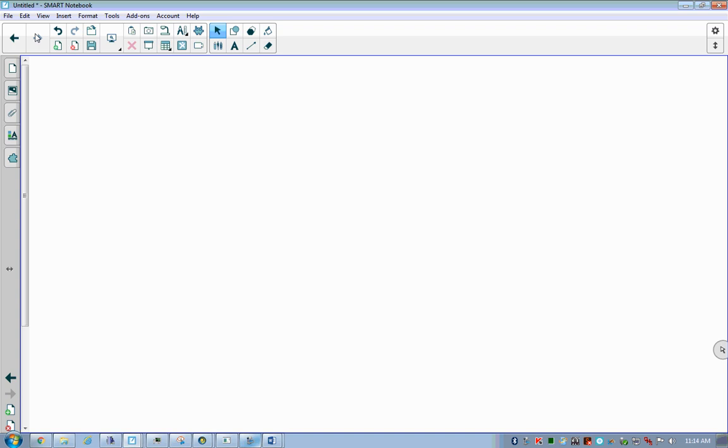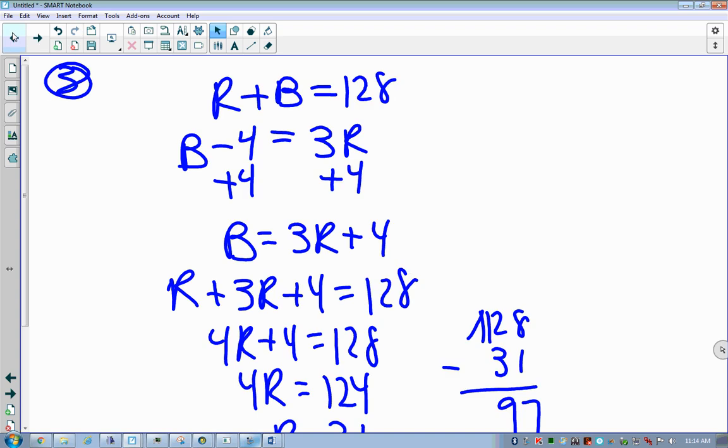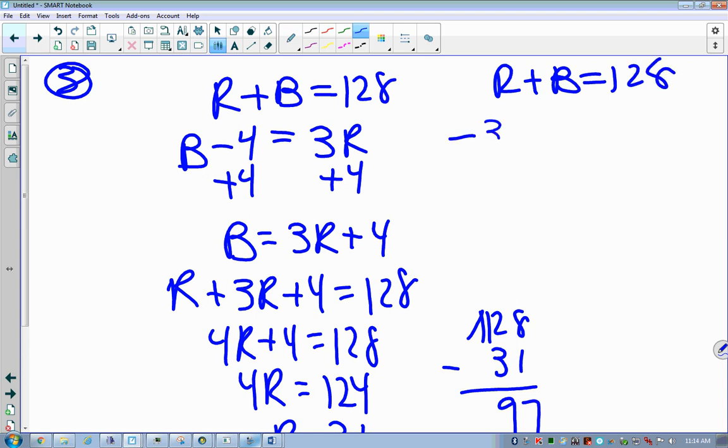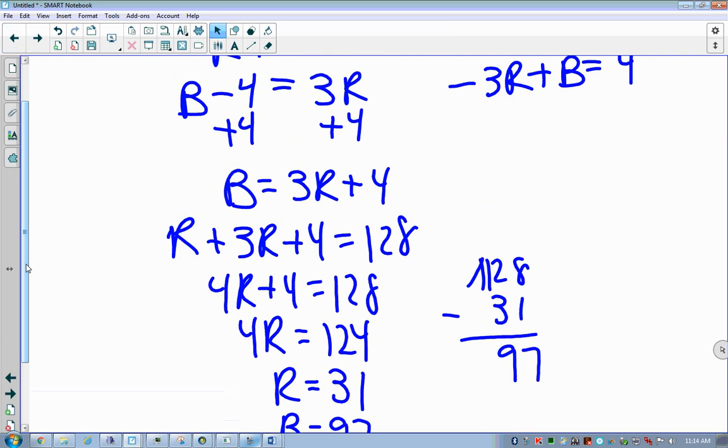Okay, question? Her question was, if we set it up as a matrix, is R going to be first, then B? Yeah, let's see. If I have R plus B equals 128, then over here I need to have negative 3R plus B equals 4. So that would give me my R first and then my B. So it's a 2 by 3 matrix. It's going to go 1, 1, 128, negative 3, 1, 4. And then I'll RREF it, and it should give me 31 then 97.